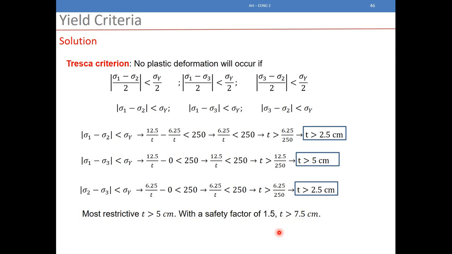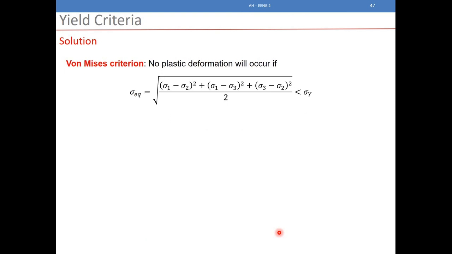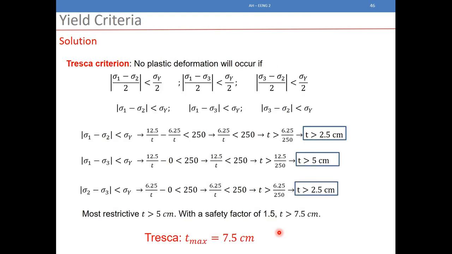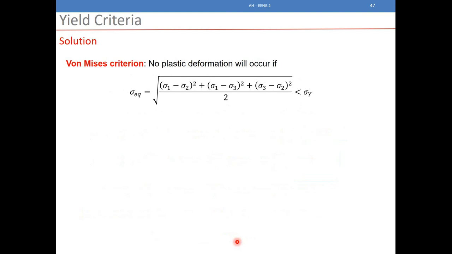Now this is according to Tresca. So here this is the minimum thickness, not the maximum thickness. So the minimum thickness should be 7.5 in order to have some safety and to prevent plastic deformation. Now according to Von Mises, it's also similar.